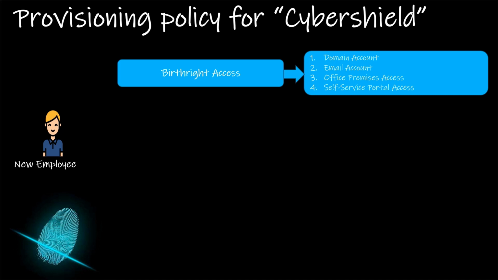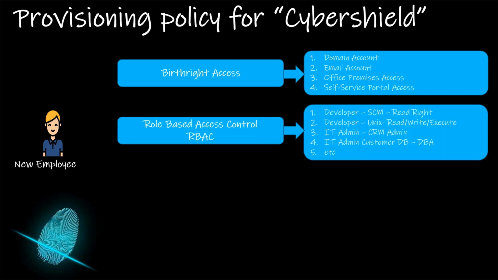Birthright access refers to the automatic granting of access privileges to certain resources based solely on an individual's affiliation or position within an organization. In other words, this is the standing access an employee has. It's their birthright just by existing. This method should be used for minimum mandatory access for all employees, such as a domain account, email account, access to the workplace, and access to self-service portal, etc.